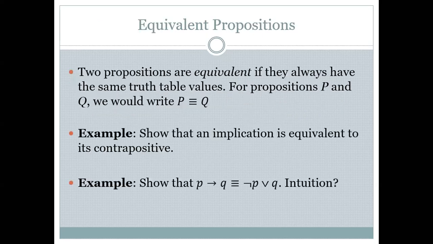So this is something I've kind of been saying. Two propositions are equivalent if they always have the same truth table values. Usually, if they are logically equivalent, there's a way we can see intuitively why that is so. For propositions capital P and capital Q, we would write P triple equals Q. We've been kind of already doing that. Show that an implication is equivalent to its contrapositive. We've already done that intuitively, just by way of an example, but you could also do it using a truth table. And look, this is an example we already did. P implies Q. We showed that it's equivalent to not P or Q, yes? That was the thing we were talking about with dessert and vegetables, yeah? And the intuition kind of comes from that specific example.